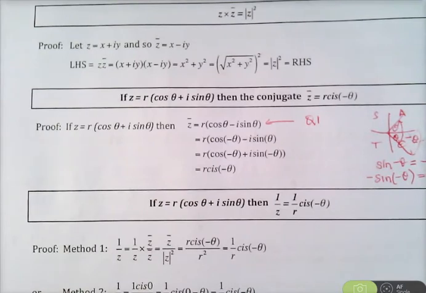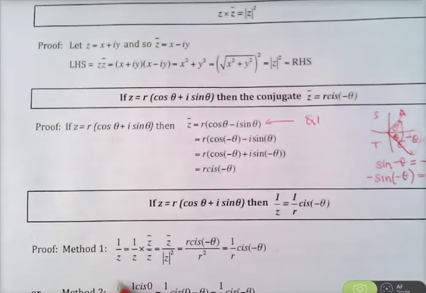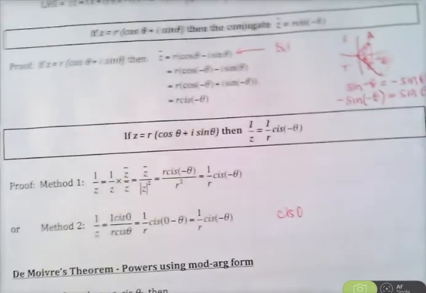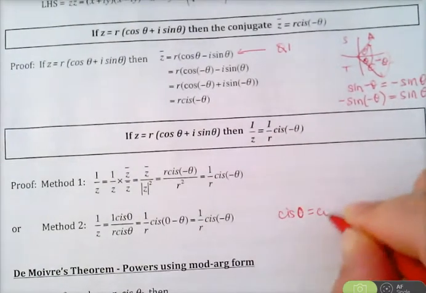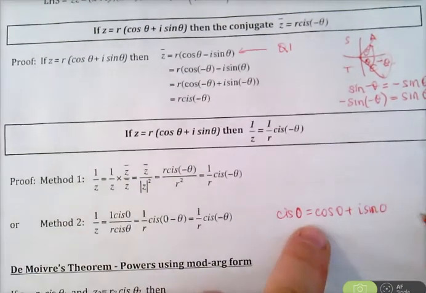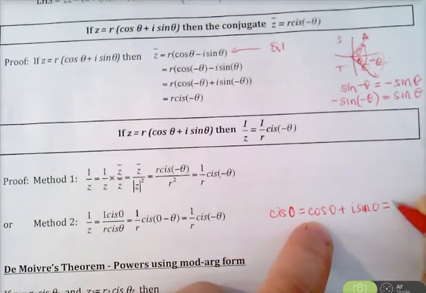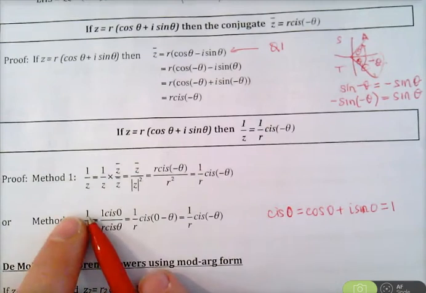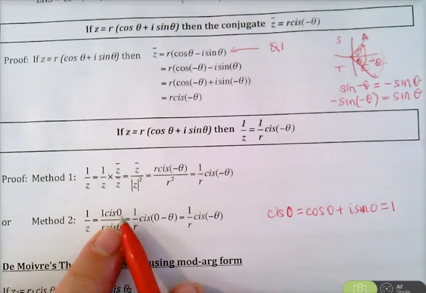The other method is to do it like this, that 1 on z is equal to 1 cis 0. Now cis of 0 is the same as cos 0 plus i sine 0. Now cos of 0 is 1 and sine of 0 is 0, so it's 1 plus 0, which is just 1. Okay, so that's why 1 is equal to 1 cis 0.